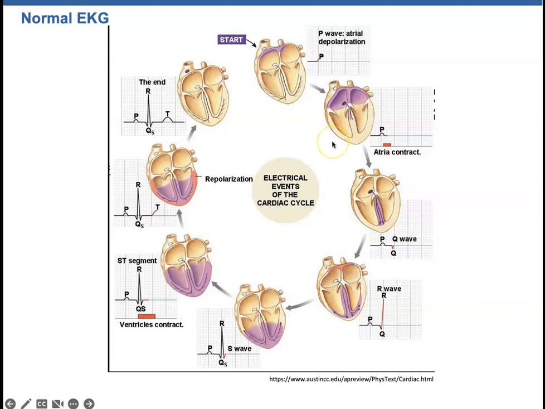So the cardiac cycle itself, right? We have the electrical events. Now we're talking about what happened from the SA node to the AV node, down the bundle branches, and then up the Purkinje fibers. So what you're looking at here very specifically is showing you exactly what takes place. P wave, atrial depolarization. Following the P wave, atrial systole.